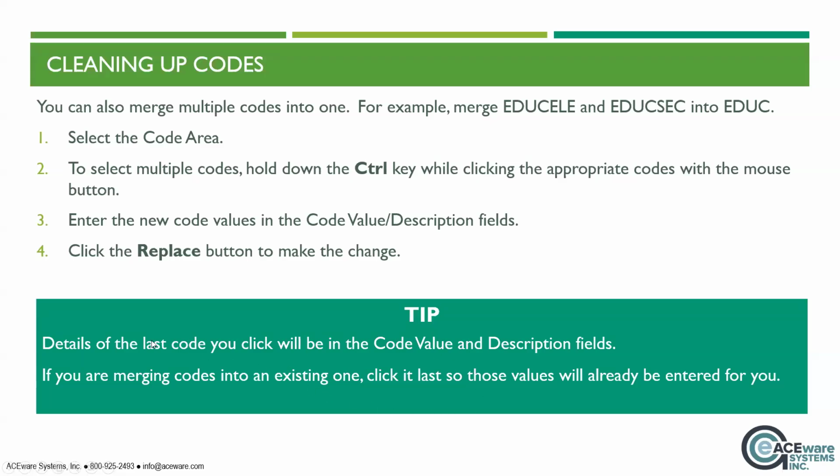So if you are merging two codes that both exist, and you're merging them together into one, then you want to click it last. So in the case of painting and ceramics and art, and they want it all to be just art, then they would click painting, ceramics, and then art, so that when it did the combine, it would be all under the art interest code. Am I making sense?